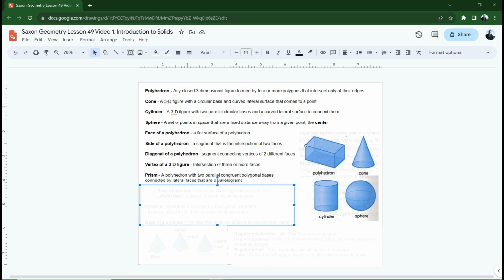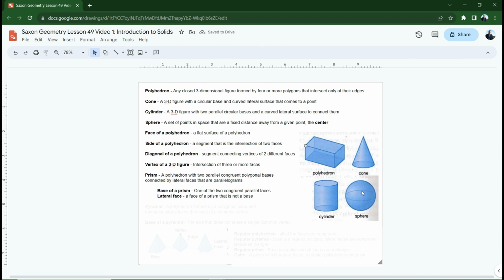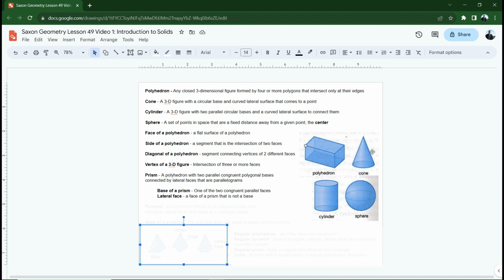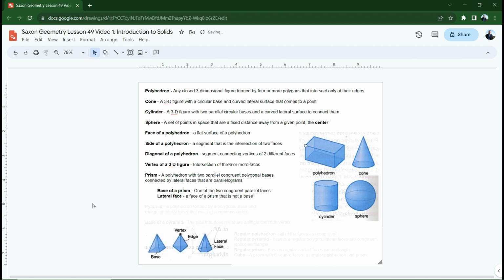By the way, the base of a prism is one of the two congruent parallel faces that you choose to base your whole prism on. And then the lateral face is any face of a prism that is not a base. Now, prisms don't cover all of the different possible shapes of polyhedra. Here is another example of a polyhedron.